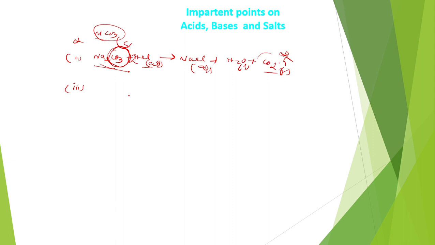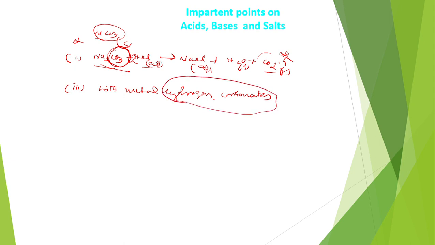With metal hydrogen carbonates. See, they are telling hydrogen carbonates. That means one metal is there, one hydrogen carbonate. See, whenever you see the hydrogen carbonate, again you imagine there may be a liberation of carbon dioxide in the product side. Very important, they may ask questions on this also.